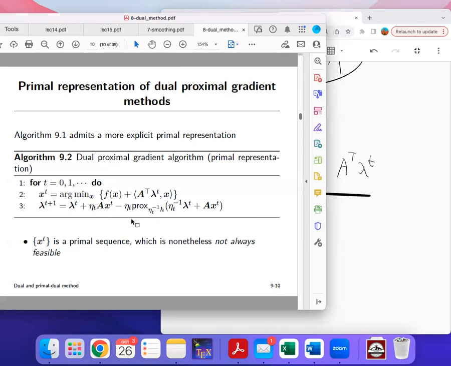So this is the basic proximal gradient algorithm applied to the dual form. And in practice, we have to solve this problem first, and this could be a bottleneck for this approach. So later on, we will see some other approaches that can avoid solving these subproblems.